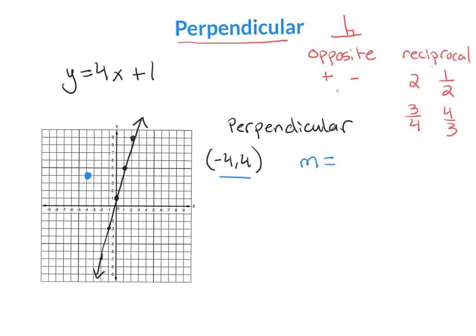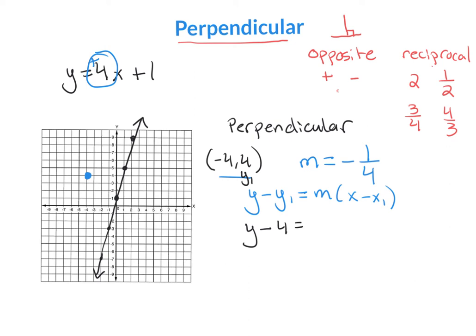So perpendicular, let's think about that. If my slope on the first one is 4, a positive 4, my slope on my new one is, instead of positive, it's going to be negative, and instead of 4, it's 1/4. So same formula, y minus y1 equals m times x minus x1. Let's plug in all the information. So y minus my y value is 4 equals my slope, -1/4, and then x, because my x1 is -4, it will go to +4.